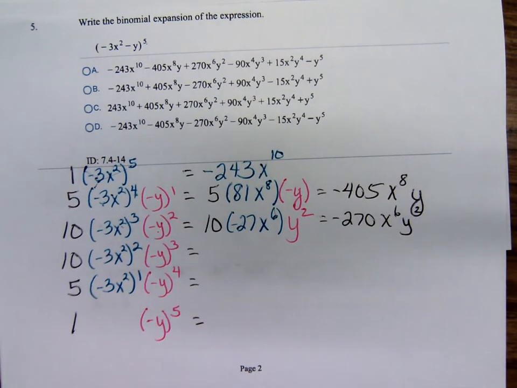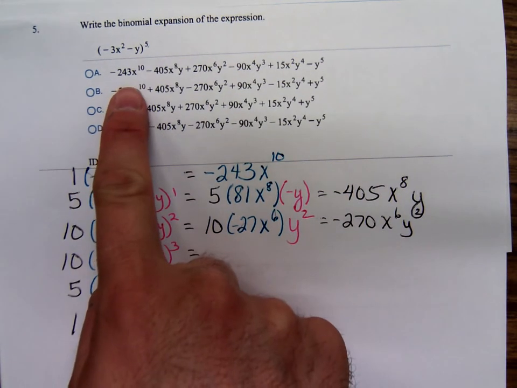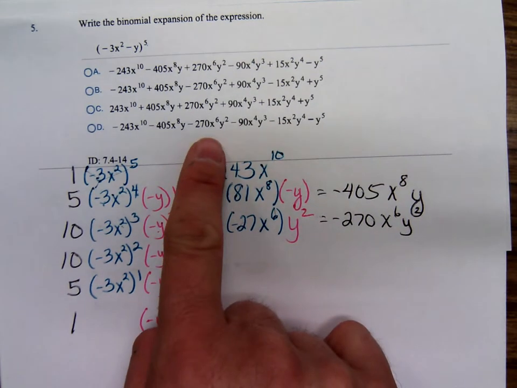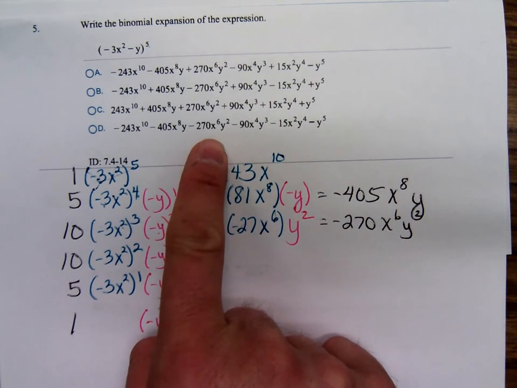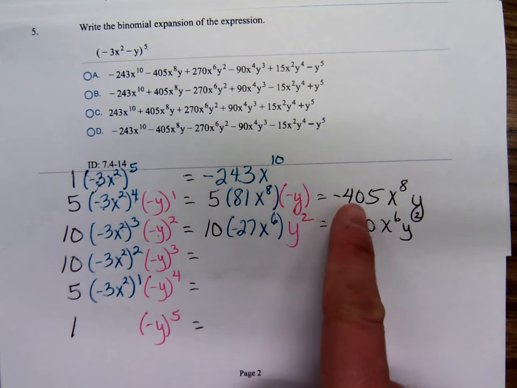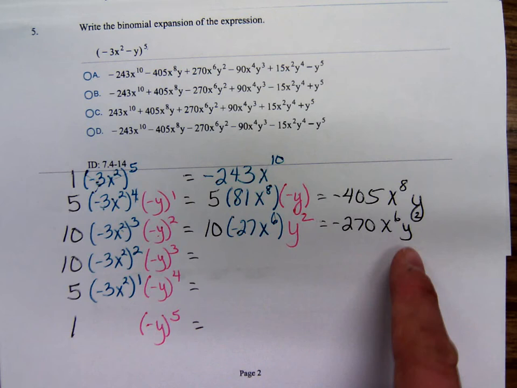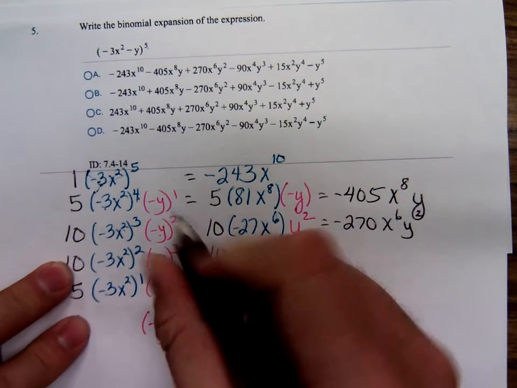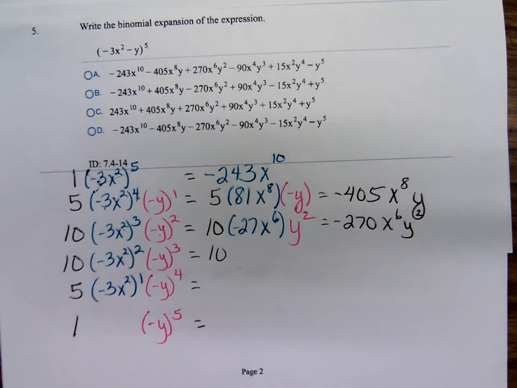It might be enough to figure out which one it is, but I'll keep going through it. Let's see, is it enough? A negative, and then a negative. I'm thinking it's D. We have a negative 243x to the 10th, a negative 405x to the 8th y, negative 270x to the 6th y squared. So you can already figure out which one it is. Now imagine if you were filling this out. No, you can't figure it out until you're completely finished.